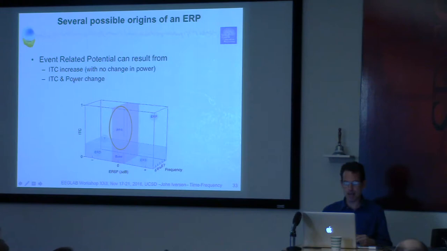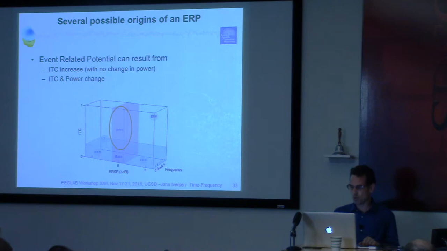So if you see an ERP, you can't actually tell from that which of these processes generated it. Was it phase resetting? Was it change in power? Or was it both? What Scott and Arno have developed in EEGLAB are methods for actually teasing those two things apart, based on something called the ERP image.